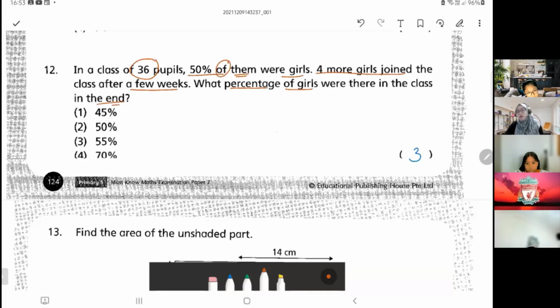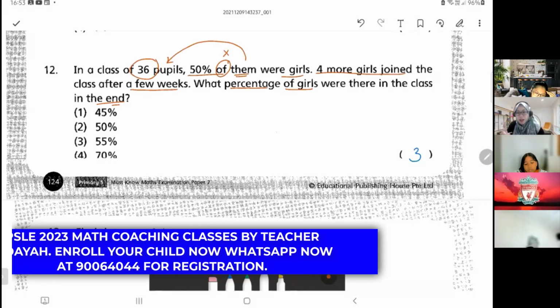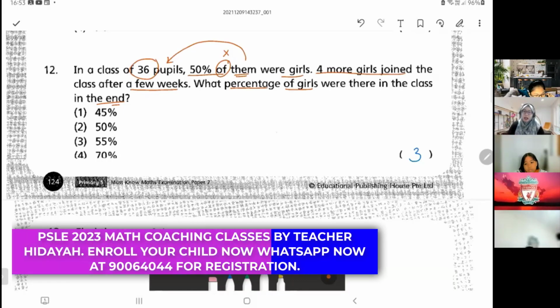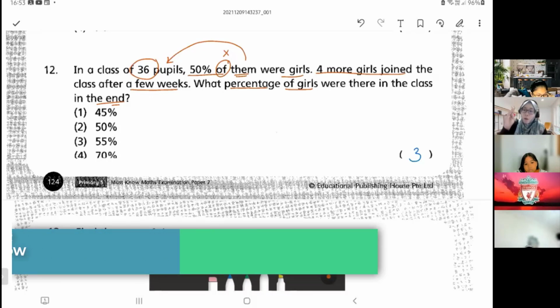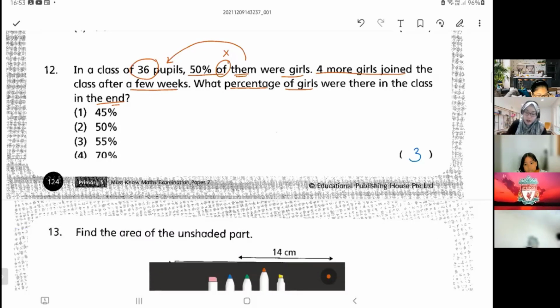Okay, so I have 36 pupils in the class. I know that there are 50% of them. Of means times. The them here refers to the pupils. So first things first, you need to find out how many girls are there in the class before the 4 more girls join the class, right? So you're going to find out that. To find the number of girls, you take 50% of the pupils, which is 50 over 100, times the pupils, 36 over 1.